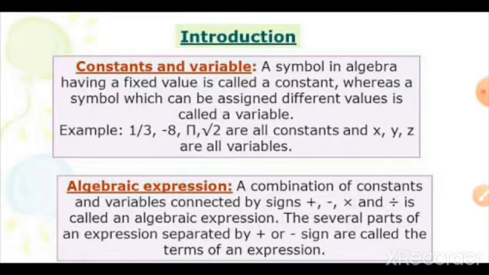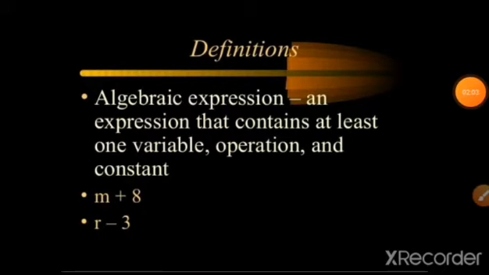Now, what is algebraic expression? Algebraic expression is a combination of constants and variables connected by the signs plus, minus, into and divide. This is called an algebraic expression. The several parts of an expression separated by the plus or the minus sign are called the terms of an expression. Thus, the algebraic expression is an expression that contains at least one variable, operation and a constant.